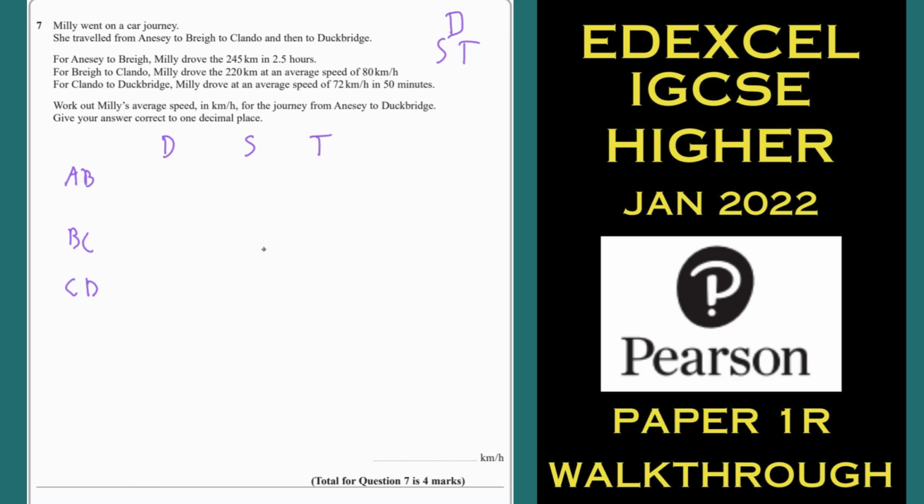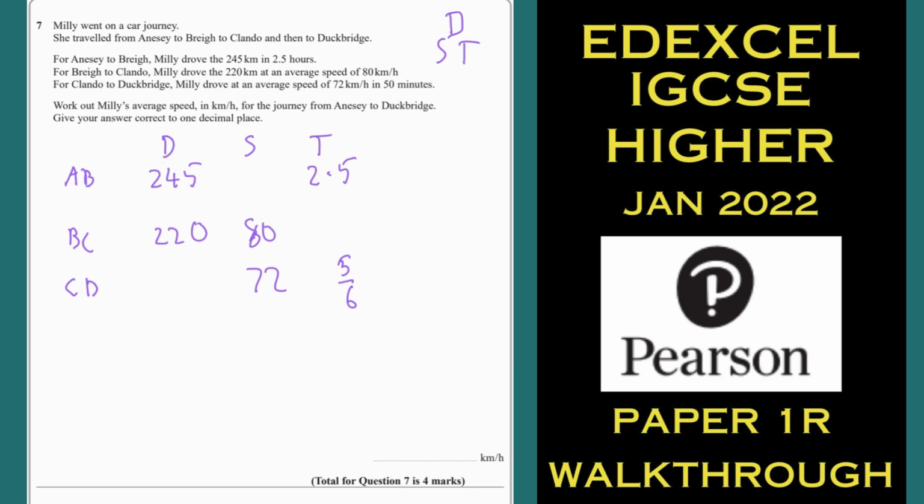Knowledge, as far as AB goes, we're told 245 in 2.5 hours. For BC, we're told 220, but it's a speed of 80. And for CD, we're told it's 72. But 50 minutes is a bit of a trick. How do you put 50 minutes in your calculator? It's not 0.5. Stick to fractions or decimals. It's obviously a horrible decimal. Stick to 5/6. Work out Millie's average speed.